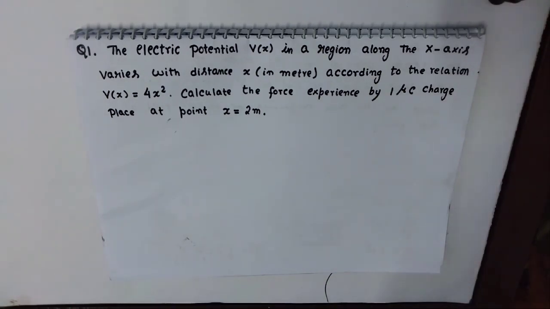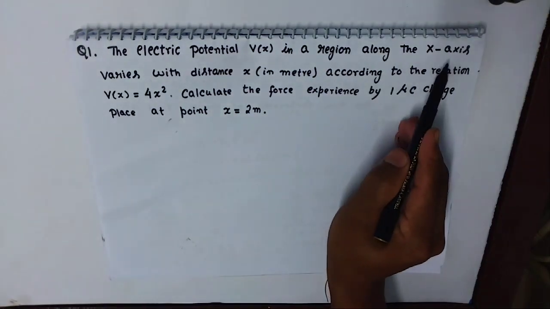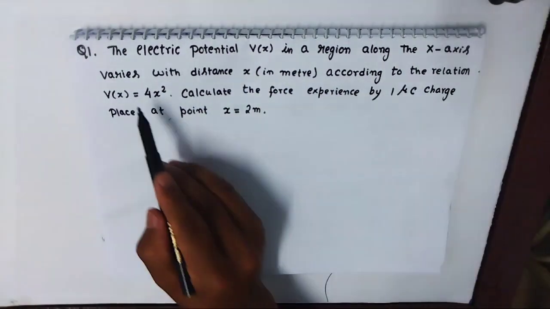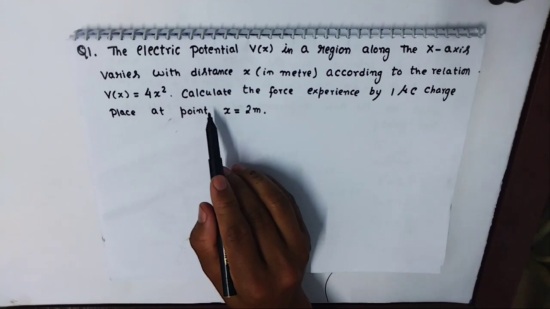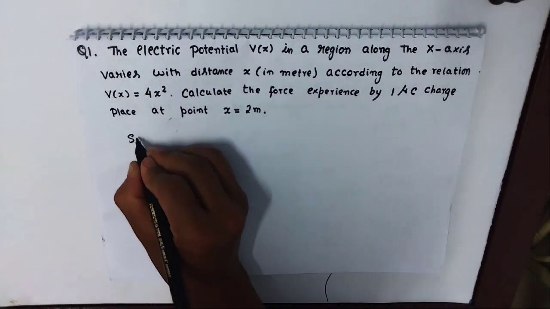Having an idea about the relationship between electric field and electric potential, now we will solve some numerical problems. The first question says: the electric potential Vx in a region along the x-axis varies with distance x in meter according to the relation Vx is equal to 4x squared. The question is asking us to calculate the force experienced by 1 microcoulomb charge placed at point x equal to 2 meter.